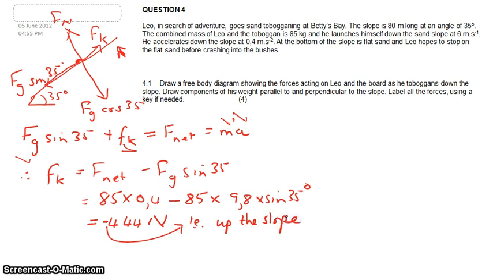Why is up the slope negative? Because originally when we put the acceleration in here, this acceleration here was positive. And acceleration is down the slope, and so therefore down is positive.